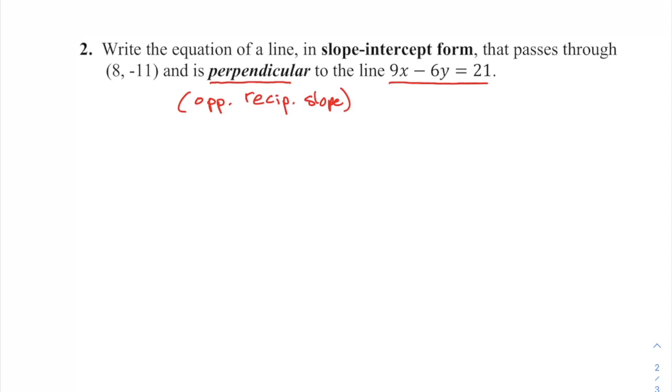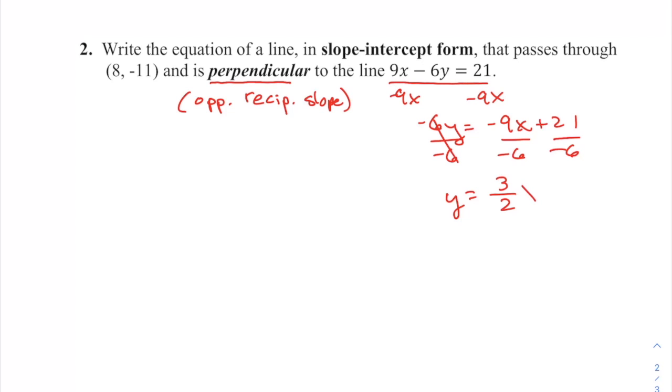So again, let's put it in slope-intercept form just so I can see its slope. So I know what I'm dealing with here. So I'm going to subtract 9x from each side. I'll be left with negative 6y equals negative 9x plus 21. Divide both sides by negative 6. Y is equal to negative 9 divided by negative 6 is positive 3/2 x.